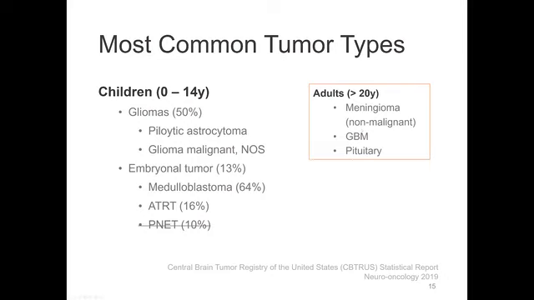The intra-axial tumor most commonly is glioblastoma, followed by the pituitary tumor. So you can see the differential diagnosis is much different in children compared to adults.